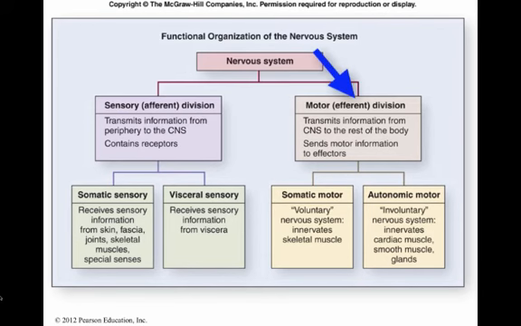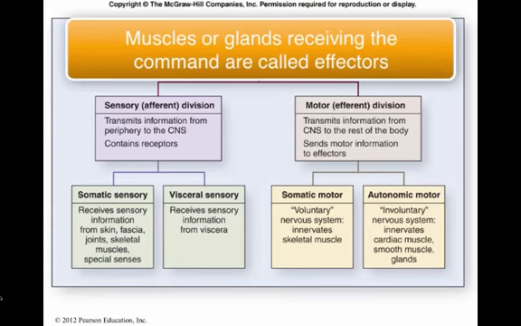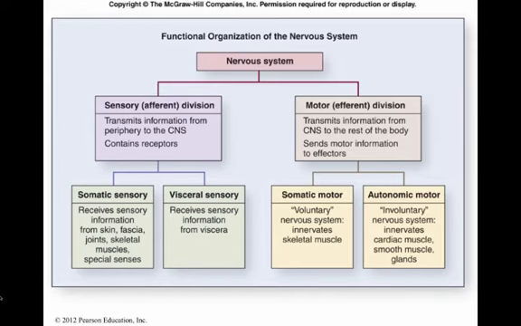The efferent division of the peripheral nervous system carries motor commands from the central nervous system to muscles, glands, and adipose tissue. The muscles, glands, and adipose tissue are called effectors, and they will respond to the command by doing something. The efferent division has two components, a somatic component and an autonomic component.